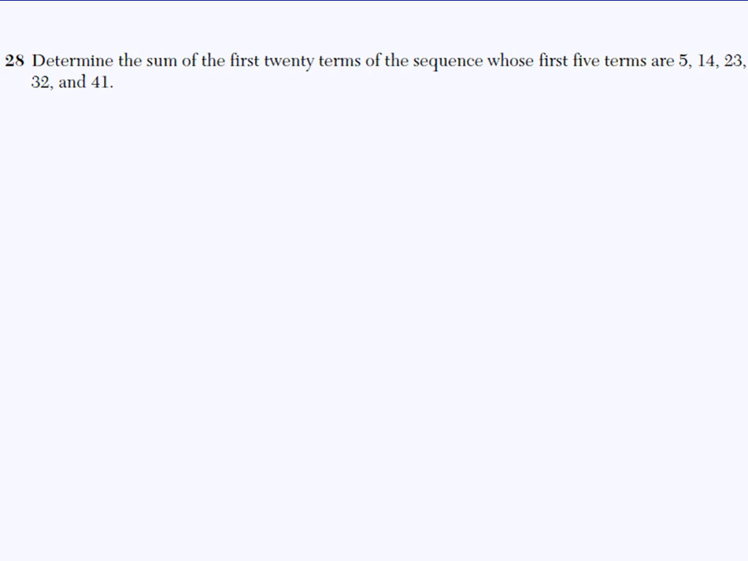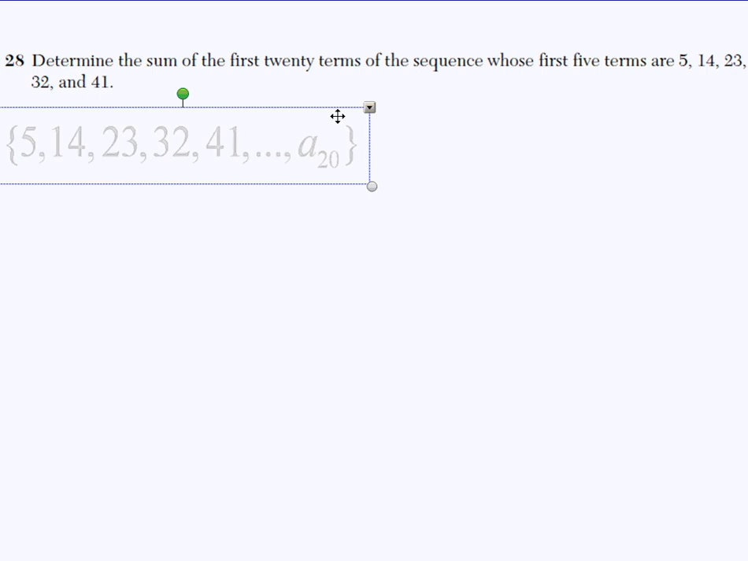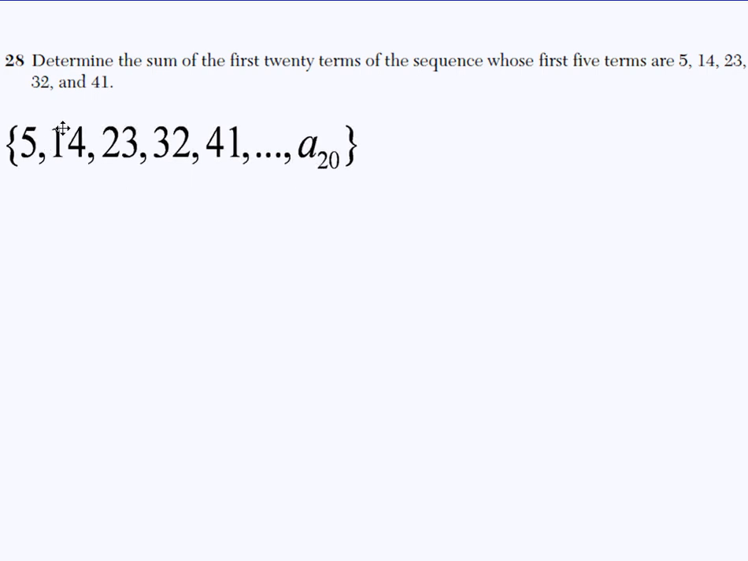This is Mr. Estrada. In this video, we're going to go over problem 28 from the Algebra II Trigonometry Regents, January 2013. Determine the sum of the first 20 terms of the sequence whose first 5 terms are 5, 14, 23, 32, and 41.